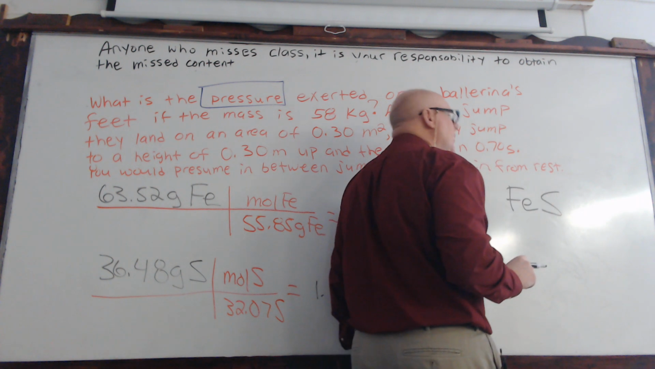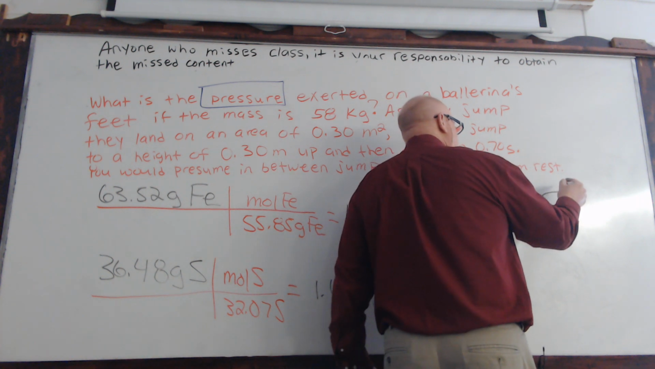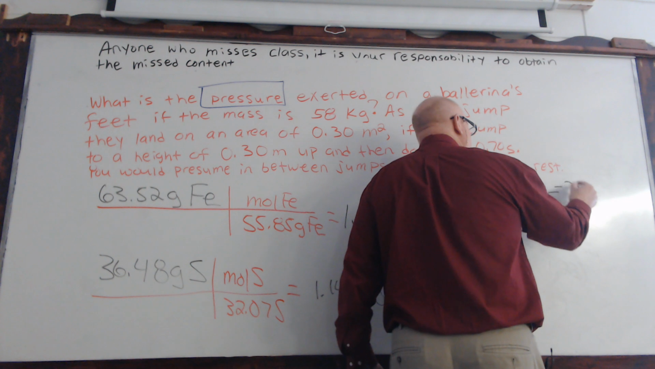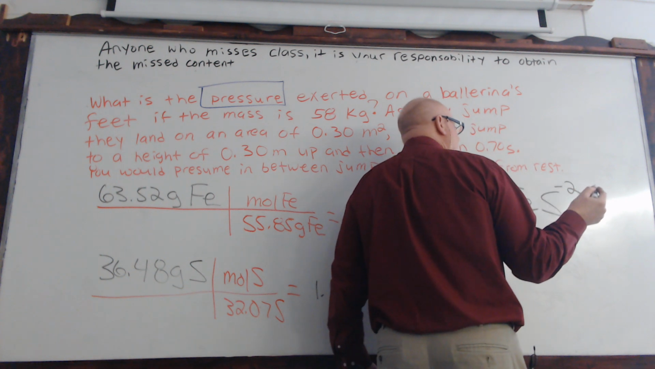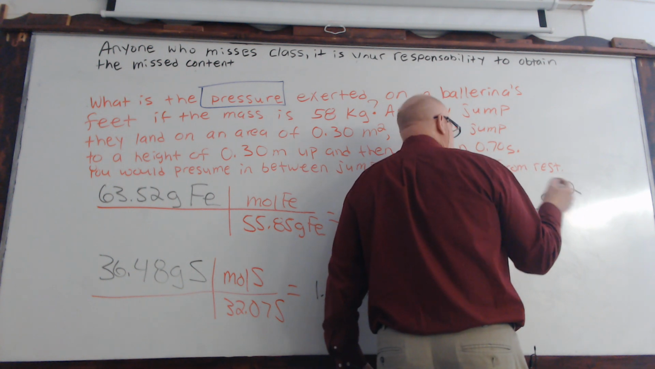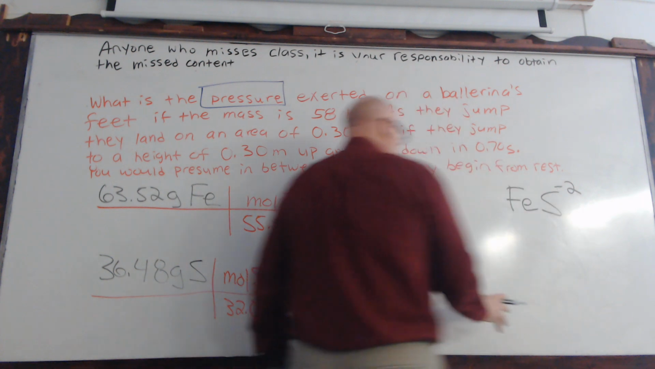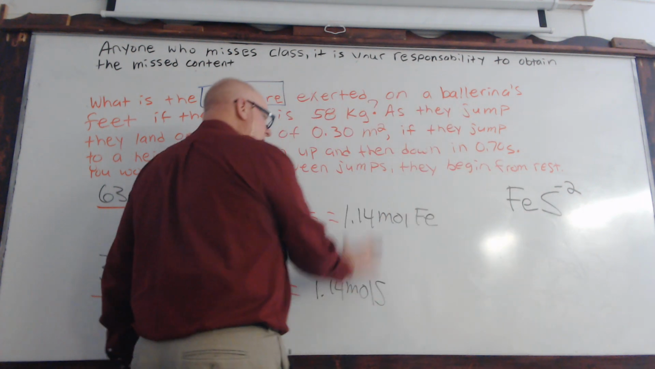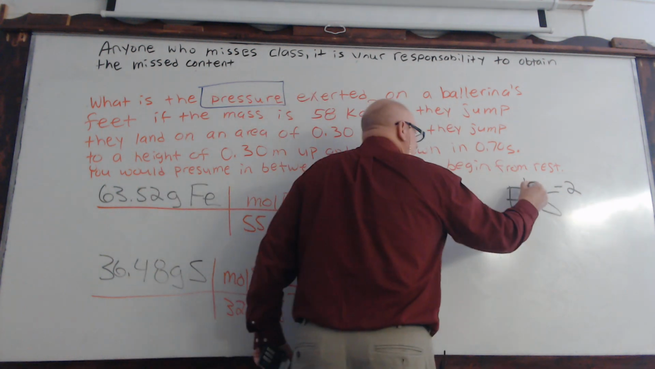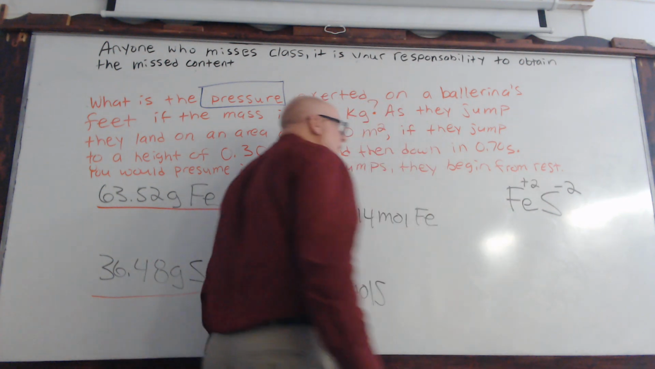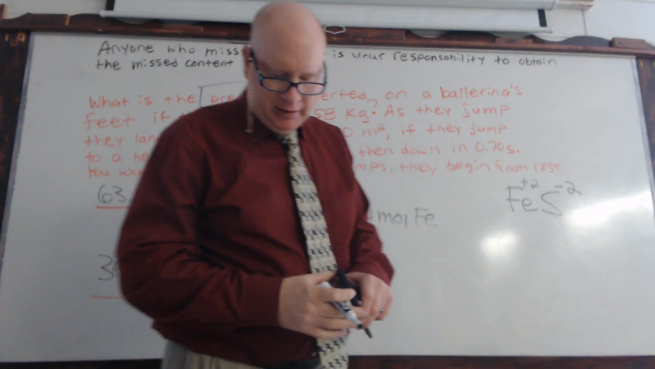So does this compound exist as it's written right now? Yes, because sulfur has a charge of negative 2, and iron can have a charge of +2 and +3. But in this case, this is telling us we don't have iron 3, we've got iron 2. Those charges add up to 0, so that's got to be right.